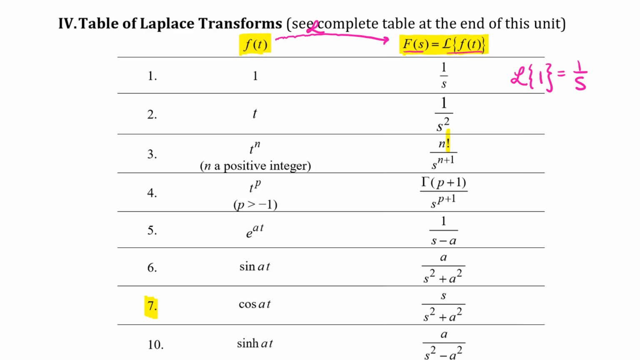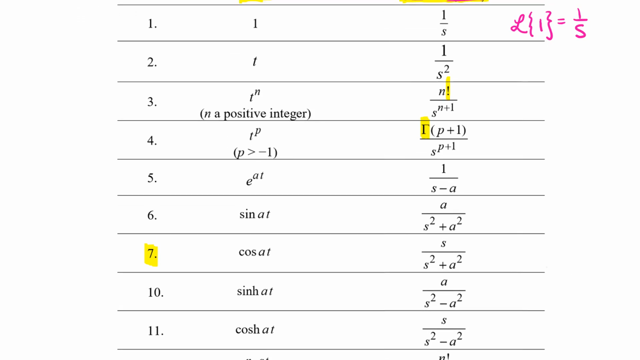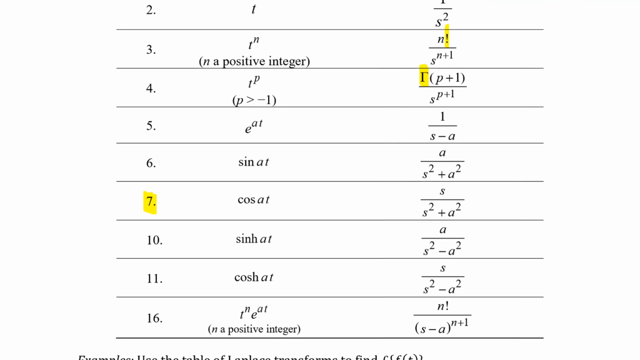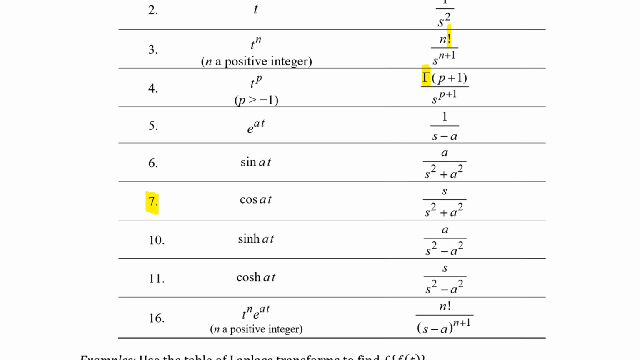Line 4 probably should look a little bit unfamiliar. We will talk about that in the next video, what that thing that looks like a capital L upside down is. It's called the gamma function. We'll look at that in the next video. Lines 10 and 11 of the table are the hyperbolic sine and cosine functions, or sinh and cosh functions. If you haven't seen those before, you might look those up. They come up in some of our homework. Then we've got t to the n times e to the at. Most of the rest of this should look pretty familiar here.